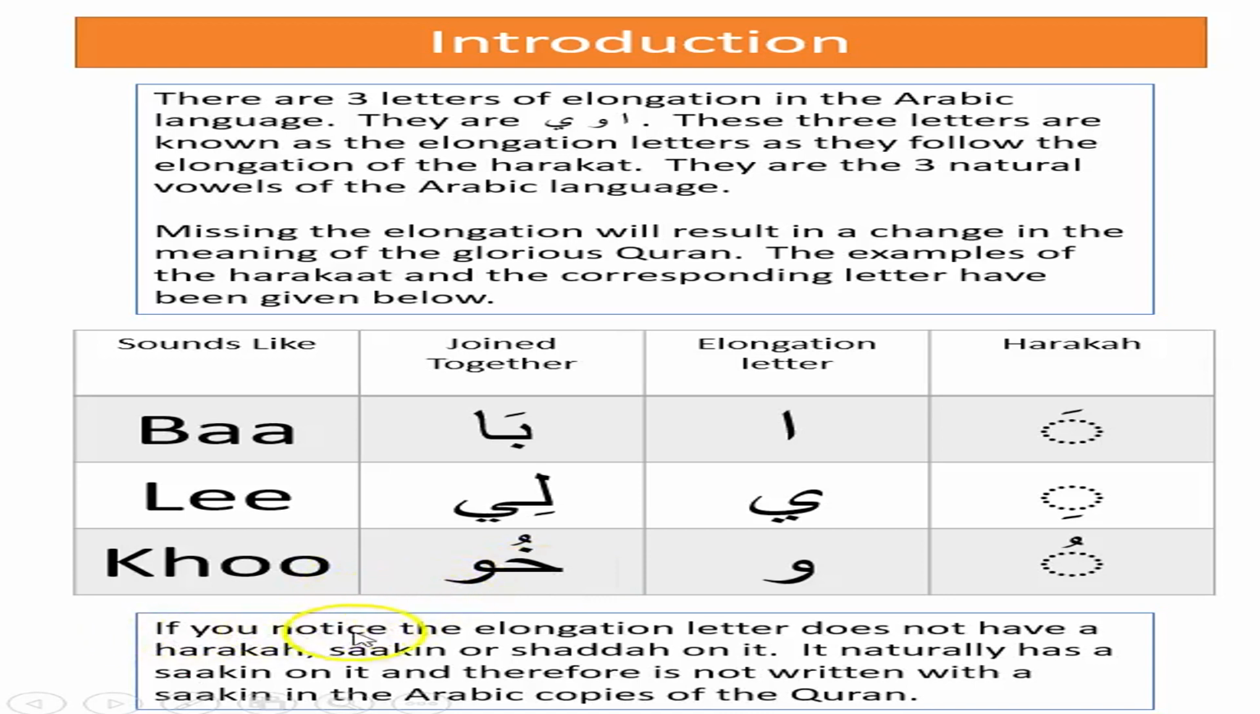Okay, now one important note is very, very easy. One important note, if you notice, the elongation does not have a harakah, sakin or a shadda on it. A shadda is one of the diacritics that you will learn later on. It naturally has a sakin on it, and therefore is not written with a sakin in the Arabic copies of the Quran. So this will never have a sakin on it, and if it does not have a sakin on it, you know that it's an elongation letter. Okay, so like previously, some letters do not come with a sakin. The med letters are one of those.